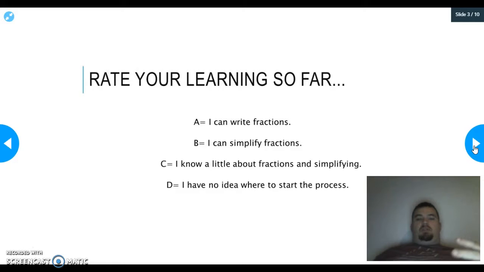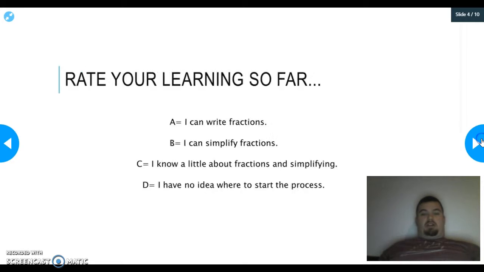And then I want them to be able to rate their learning so far in the school year of what we've learned before, and see if they can comprehend anything that might relate to the material covered in this lesson. I want to basically ask them if they can write fractions or simplify fractions, or if they know a little bit about fractions and simplifying, or if they don't have an idea where to start the process.